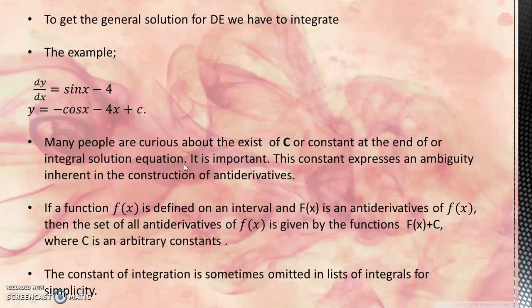It is important. These constants express an ambiguity inherent in the construction of antiderivatives. If a function F(x) is defined on an interval and F(x) is an antiderivative of f(x), then the set of all antiderivatives of f(x) is given by functions F(x) plus c, where c is an arbitrary constant. The constant of integration is sometimes omitted in lists of integrals for simplicity.